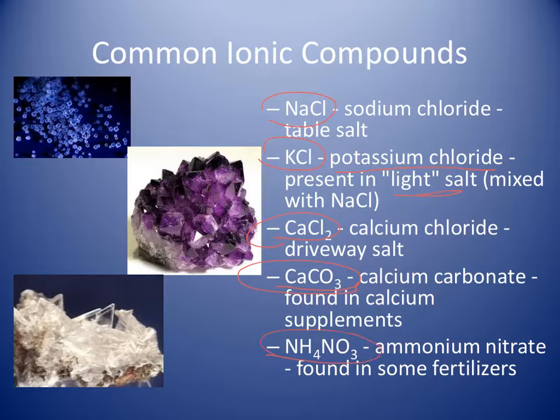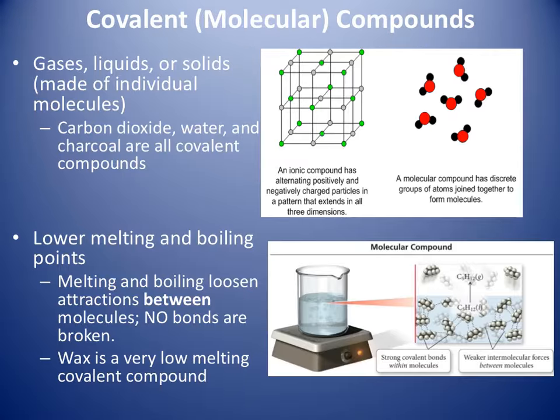And a lot of ionic compounds are ammonium-based in fertilizers. Now, covalent compounds are all over the board as far as their properties. Whereas ionic compounds are always solids, covalent compounds can be any of the three states of matter: gases, liquids, or solids. Think of carbon dioxide gas, water is a liquid, charcoal briquettes are solid, and those are all covalently bonded. So their properties are all over the board too.